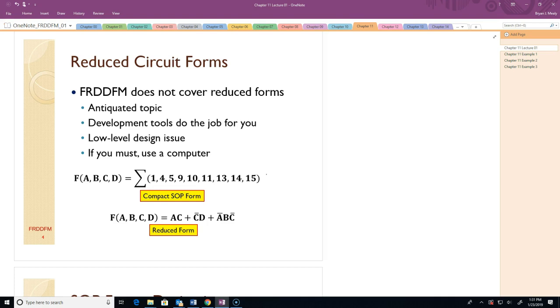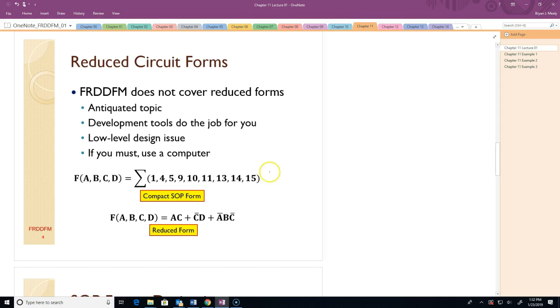So these reduced circuit forms, in my mind, are a low-level design issue. If you have to reduce something, go check the internet, type in Boolean reduction programs. You'll find a lot of programs out there. They're going to do better than you. They're going to do it faster than you. Certainly, they're not going to make mistakes. You're going to make mistakes in this one. So once again, modern tools do the reduction for you in most cases, and I've opted not to worry about that.